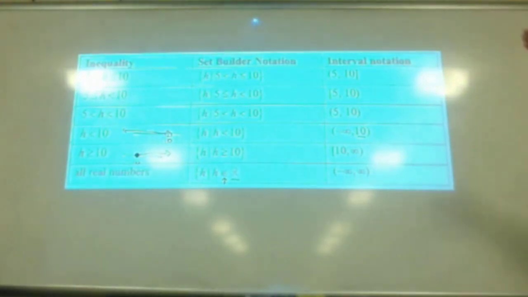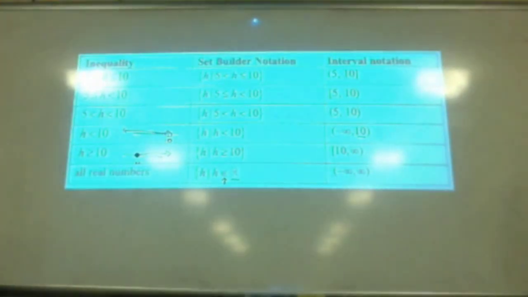Are there any that you want clarification on? Does it make sense? The bracket means equal to. The parentheses means not equal to, and infinities always get parentheses. So any questions there? All right, we're going to do some more examples of them.